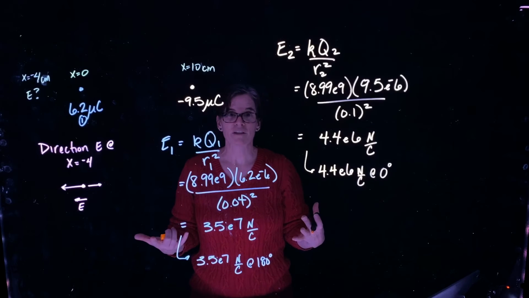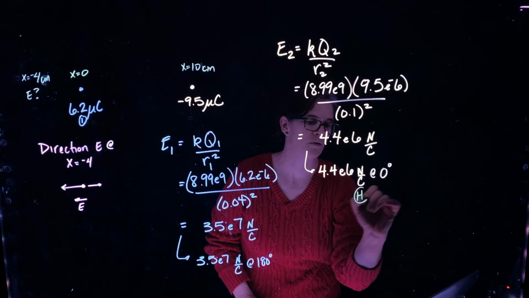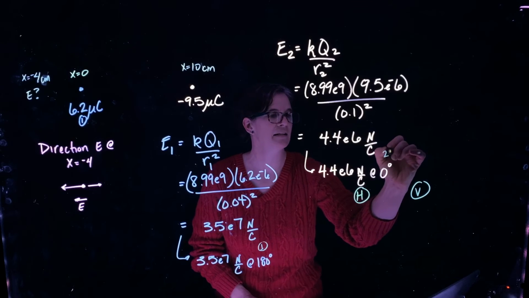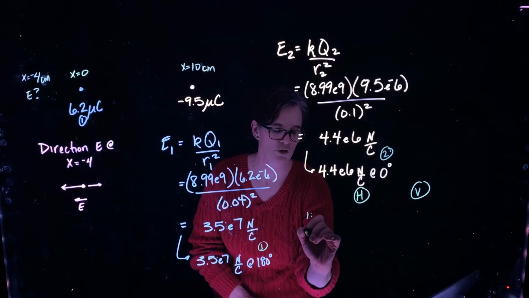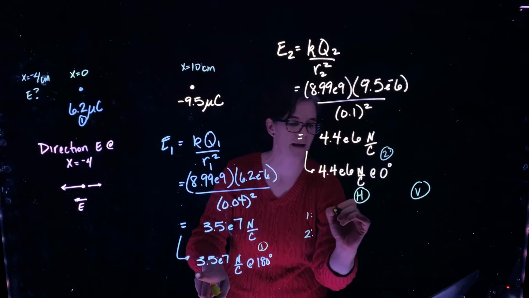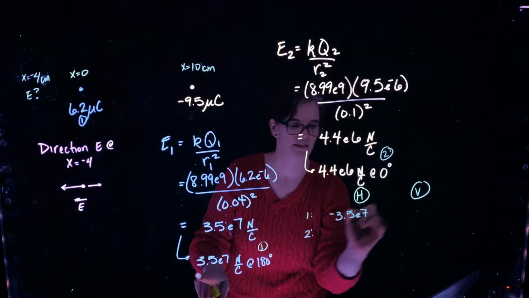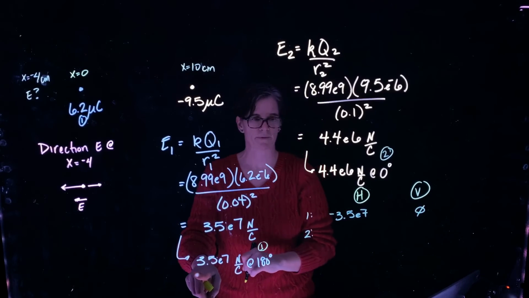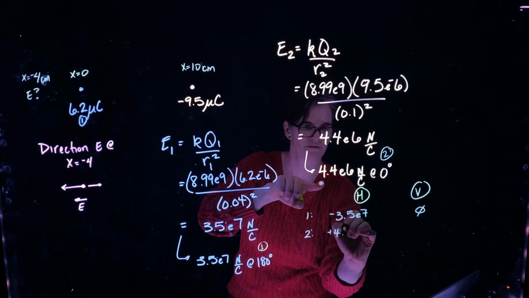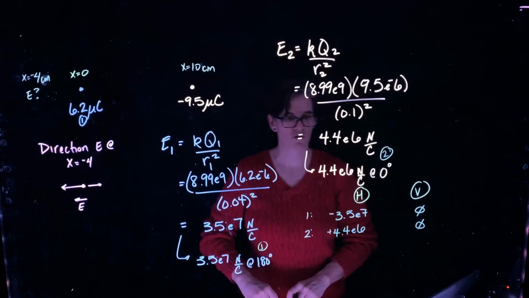So I add them vectorially. When I add things by vectors, we have to break them up into their horizontal and vertical components. So we'll call this field 1. That's the contribution of field 2. Horizontally, field 1's at 180 degrees. So minus 3.5 times 10 to the 7th. There's no vertical component. The second field is at 0 degrees, so positive 4.4 times 10 to the 6th. Again, there's no vertical component.